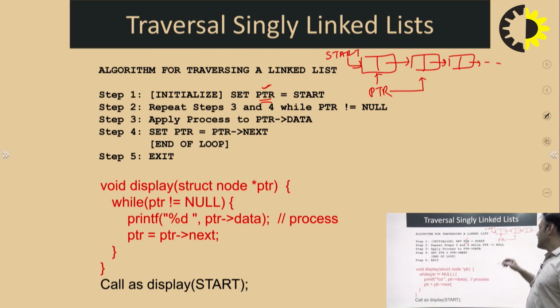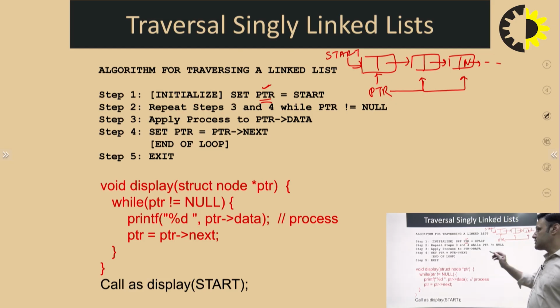Now I will again check: is there null in this address part? No, then again I will increment the ptr plus 1. Now I will check: is there null in this part? If there is null, then the loop will terminate. And now after traversing, if we want to print the values of the information, this data, I can print.